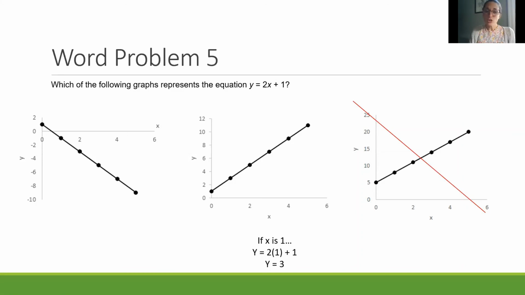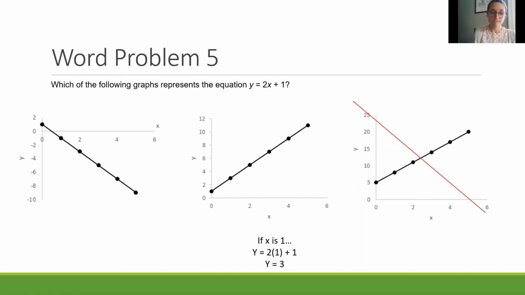Now, let's try plugging in our next values. So if you look on both charts, you can see that our next point is documented at the x value of 1. So over here, we have a 1, it's right between the 0 and the 2. And again, over here, our second point is the 1 right between the 0 and the 2. So if x is 1, that means we would plug in 1 for where the x is in the equation. Y equals 2 times 1 plus 1, which means that y should equal 3 if this graph is really representing this equation.